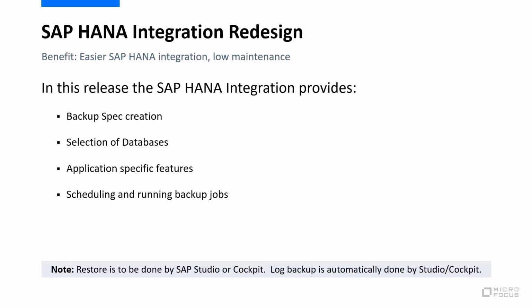Since this is phase one of two phases, there are one or two restrictions for the moment. Right now, restore is still to be done by SAP Studio and Cockpit. That's something that still many SAP administrators prefer because this is done by the API that they know very well. And also log file backup is automatically done by Studio and Cockpit because there is a certain automatic procedure behind that keeps on running in the background. So log backups are kicked off by Studio and Cockpit, and Data Protector picks up those data streams.